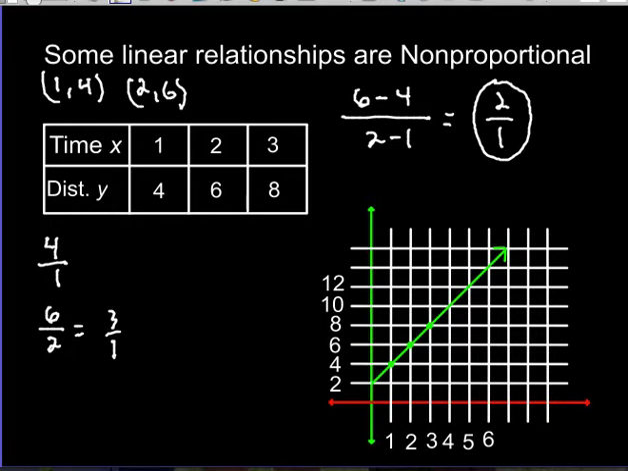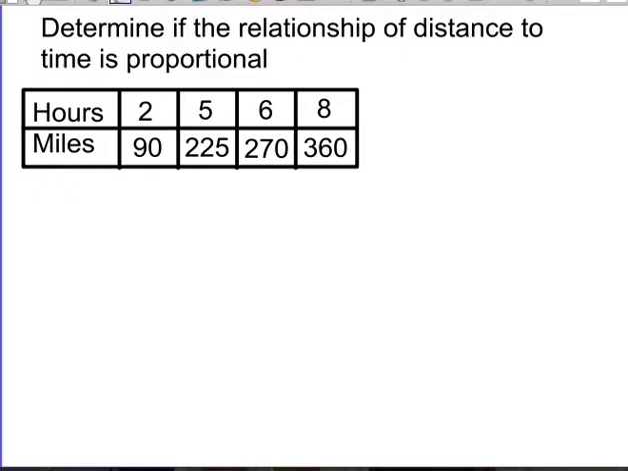Let's spend some time talking about proportional relationships, proportional functions. Just be aware that not all of them are proportional. Some will be lines that have a rate of change, but they don't have anything else we can do with it. So here we go. Determine if the relationship of distance to time is proportional. Now where does time go? On bottom. So let's set up our ratios properly.